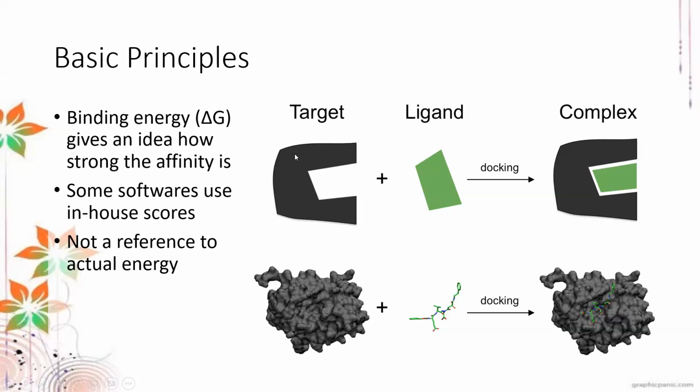And if it's given as a binding energy, usually the lower the binding energy, the more negative the binding energy, the more tightly the ligand binds to the receptor based on the prediction of the docking software. Keep in mind, molecular docking is mostly predictive. So you are predicting whether a ligand will bind to your target.